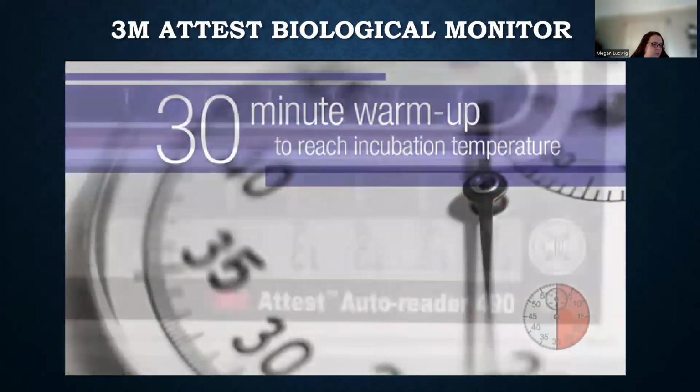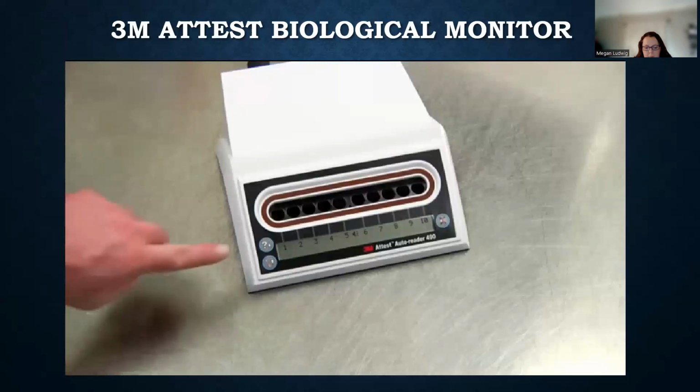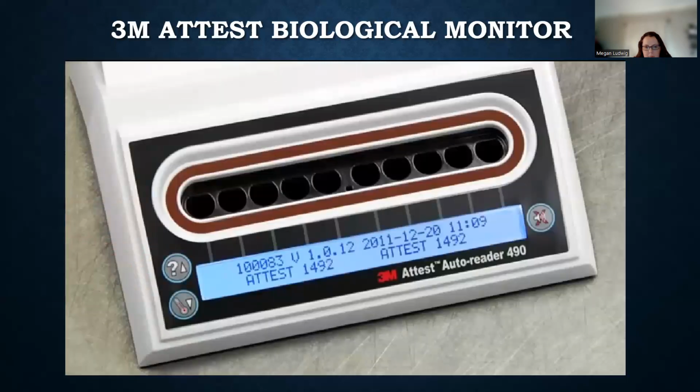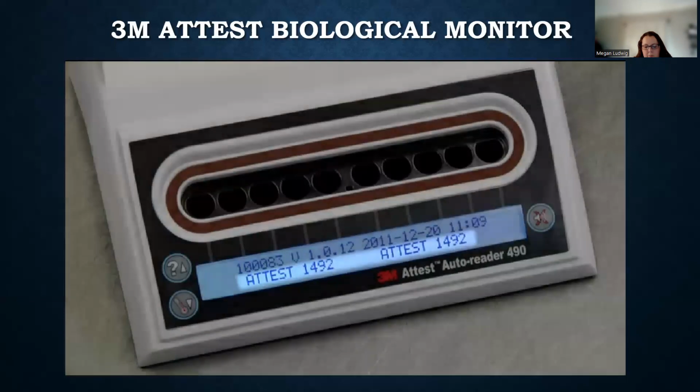When proper incubation temperature is reached and the A-Test Auto Reader 490 is ready to use, the C1 caution code will disappear. When you press the information button once, the LCD display gives the A-Test Auto Reader 490 serial number, the version of the embedded software, and the current date and time. The bottom row shows the configuration for the BI incubation wells.